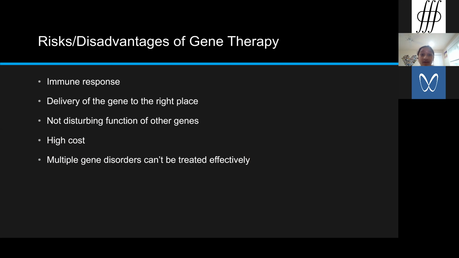Also, the high cost is a major disadvantage of gene therapy because it's very expensive. Also, it's experimental, so you never really know what can happen. And additionally, multiple gene disorders can't be treated effectively with gene therapy.